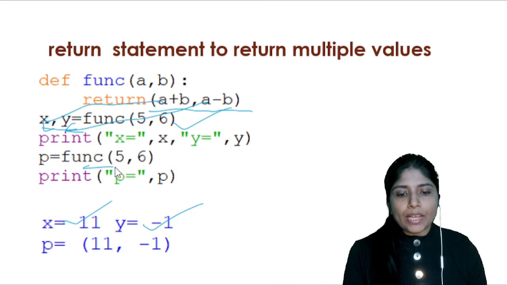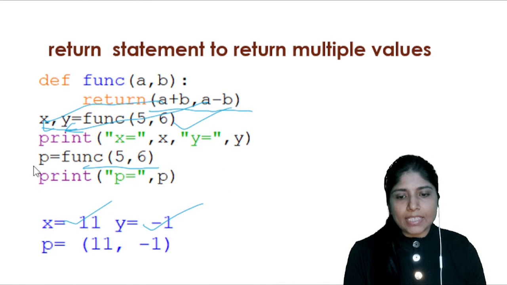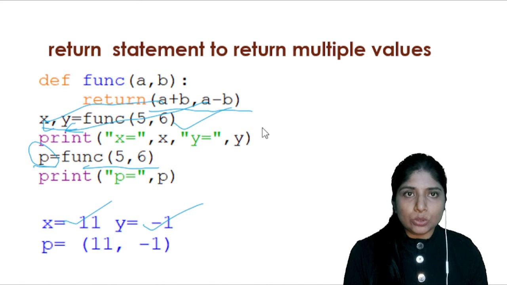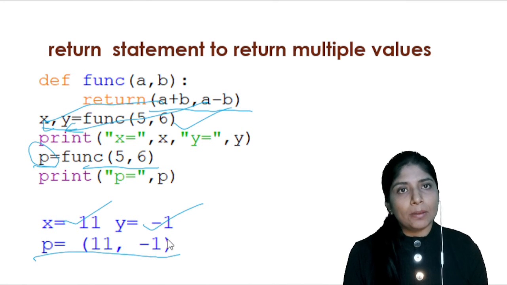Now when I call this function with 5 and 6 and assign it to a single variable, since this function is returning two values, a tuple will be assigned to p. The type of the variable p will be tuple. So the output is p equal to 11 comma minus 1.